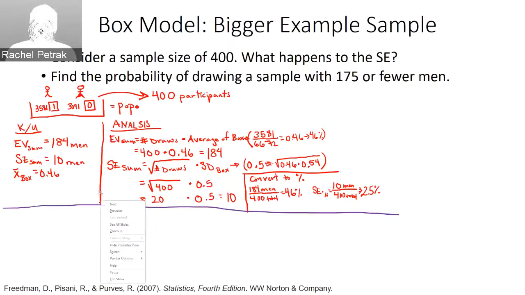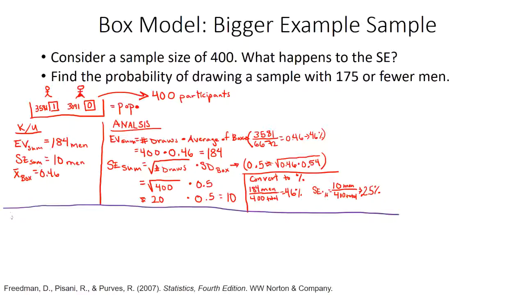So we already know many things about this box. So we can use these knowns to help us answer the question of the probability of drawing a sample with 175 or fewer men. Our first step is to convert 175 to standard units. And so standard units are a z-score. So this is going to be the z of 175.